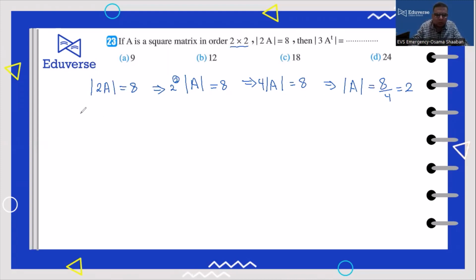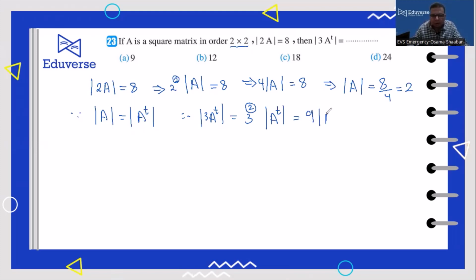We studied before that the determinant of A equals the determinant of A transpose. Then here you can put the determinant of 3A transpose equals 3 power 2, the same order, times the determinant of A transpose. So it equals 9 times the determinant of A transpose. Because the determinant of A transpose equals the determinant of A, so 9 multiplied by 2 will be 18. So we'll choose C.